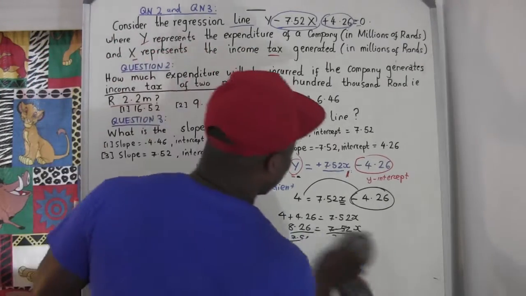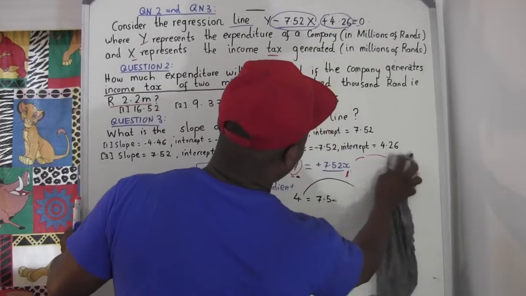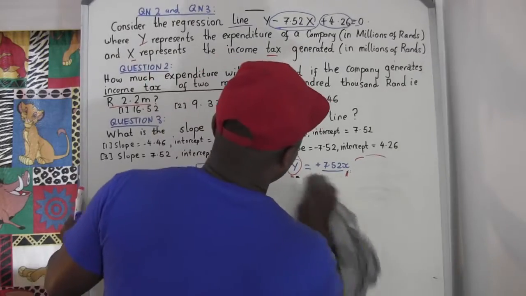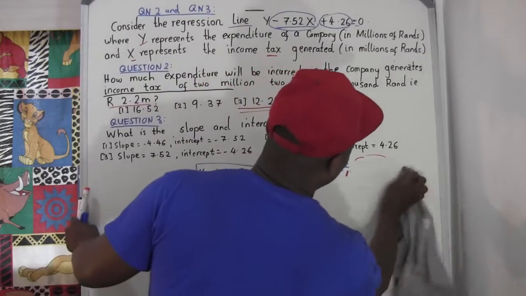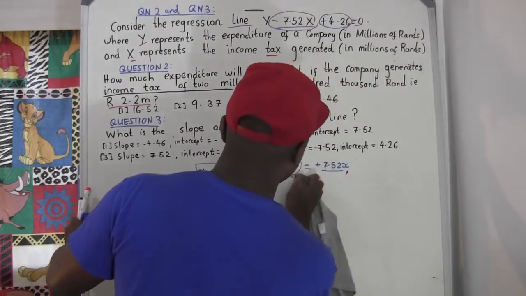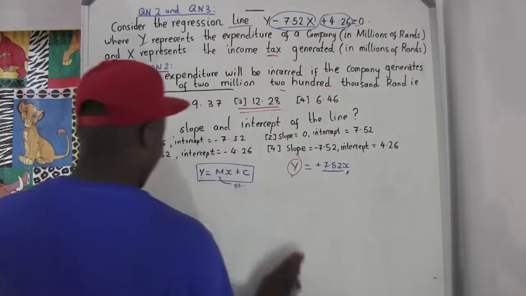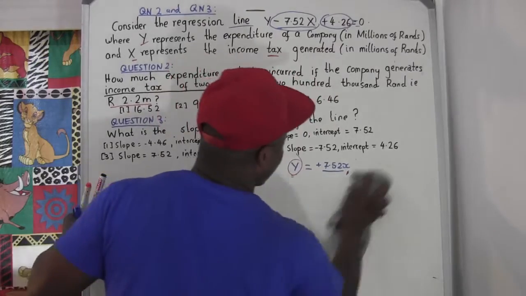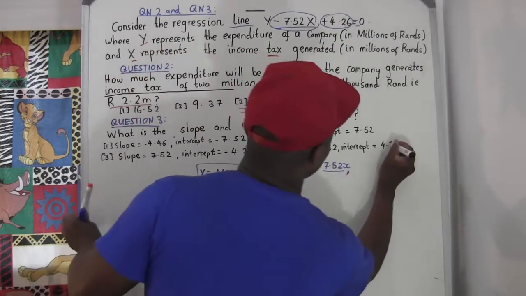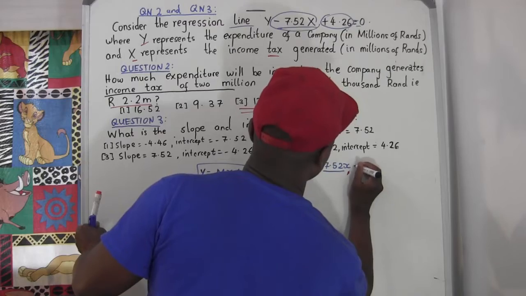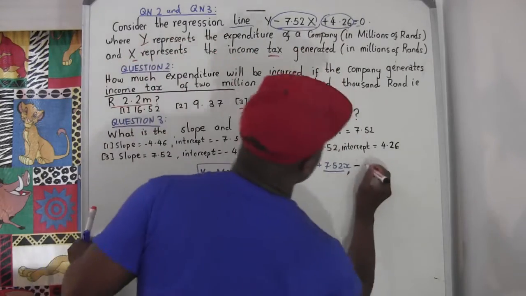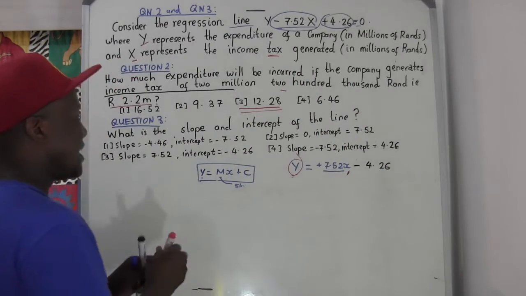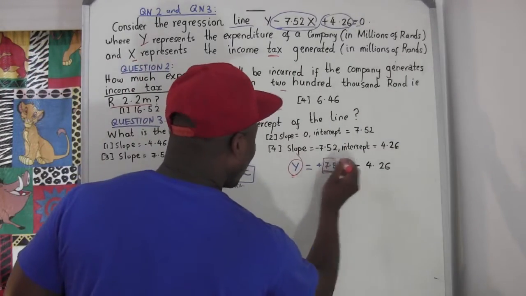Question number 3, okay, this one is done. So I was not supposed to erase everything. Question number 3. Okay, choose minus 4.26. Okay, question number 3, they say, what is the slope? Come on, man. This is easy. This is the slope, because we say slope represents m.